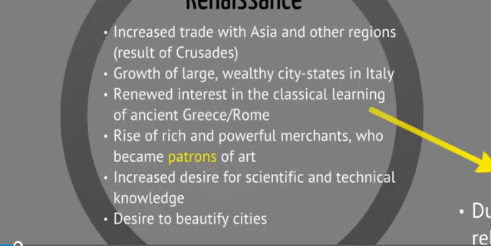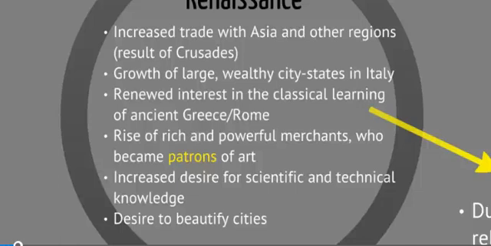We also see during this time renewed interest in the classical learning of ancient Greece and Rome. What we see is a lot of these Greek scholars trying to escape the Ottoman Turks that are invading, and so they leave Greece and they move into Italy.